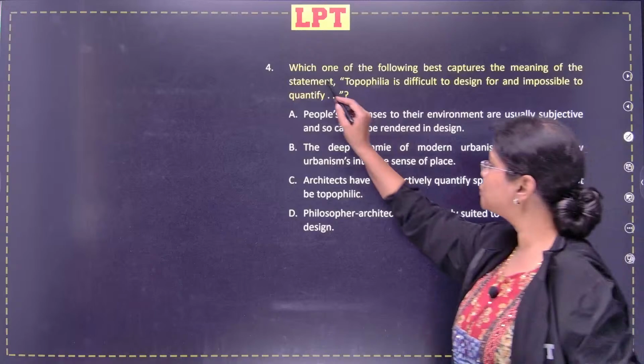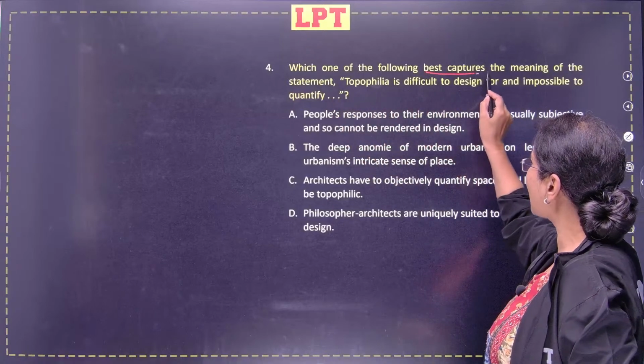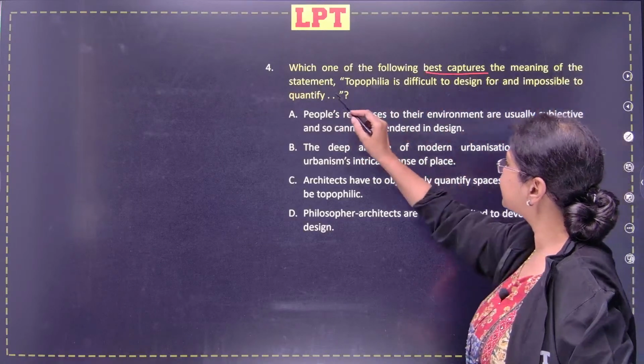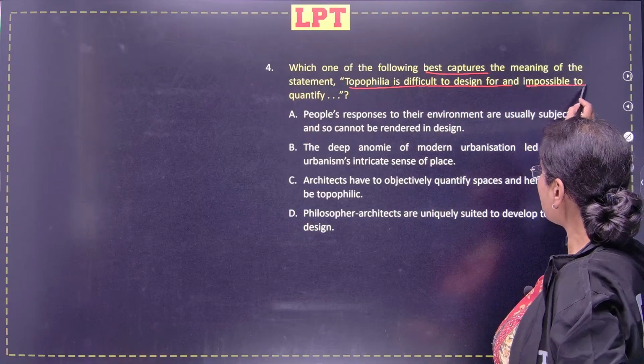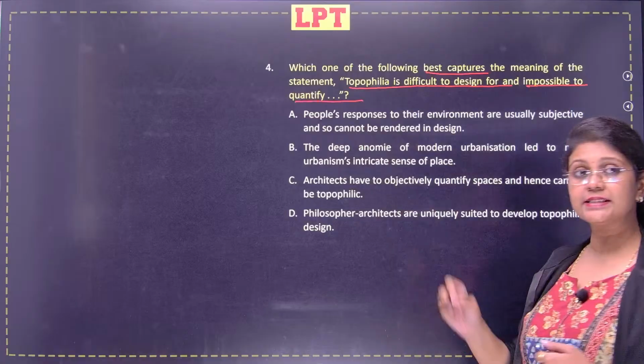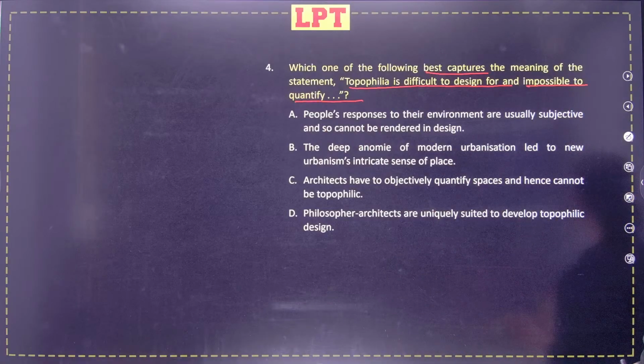Right, so it says which one of the following best captures the meaning of the statement topophilia is difficult to design for and impossible to quantify. Let's have a look at your 4 options and try to come up with an answer.